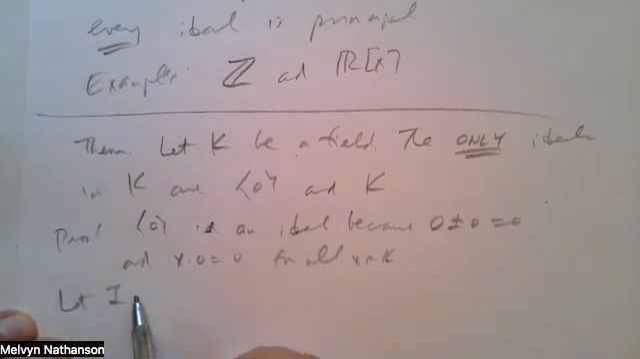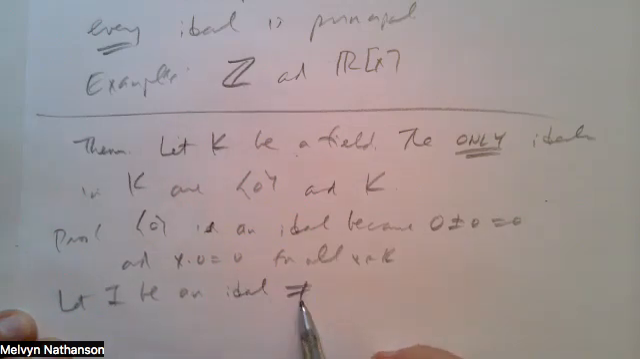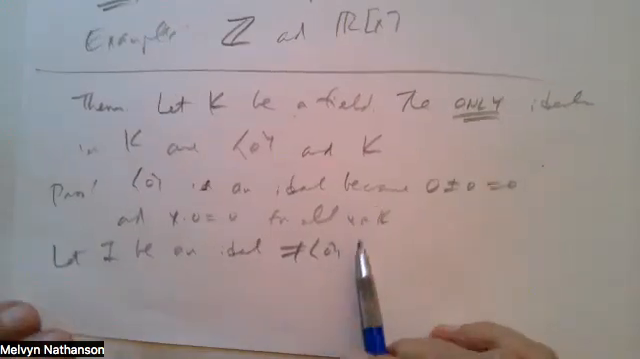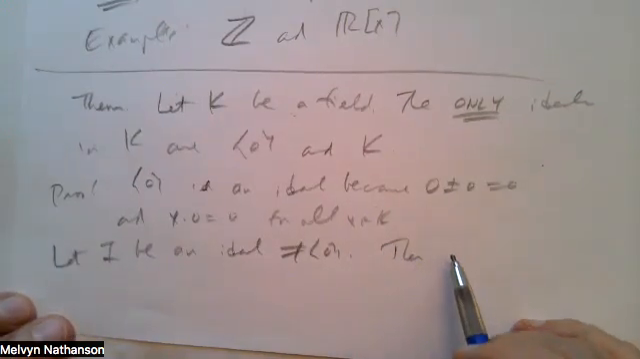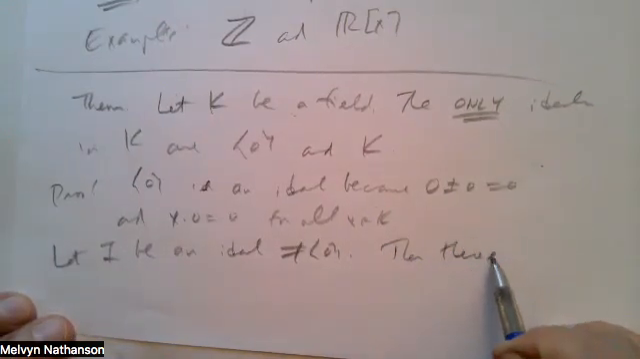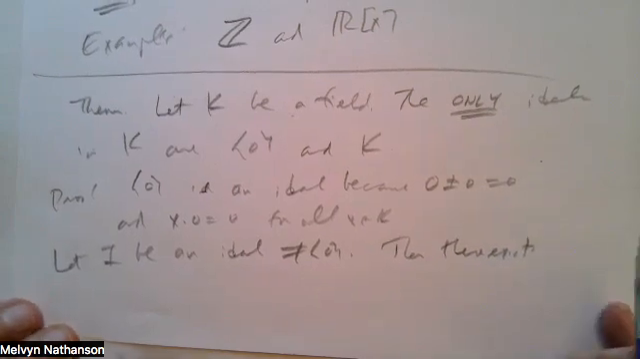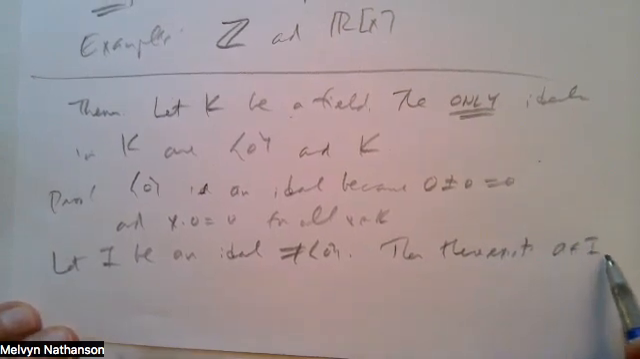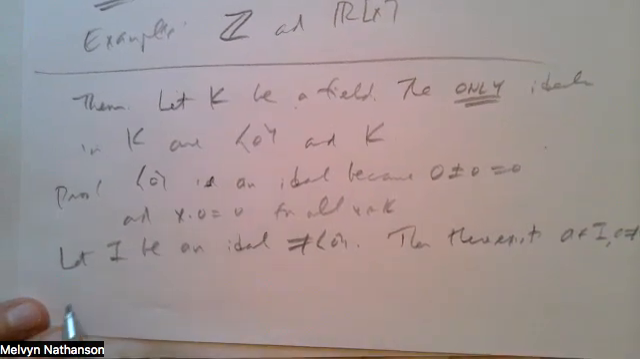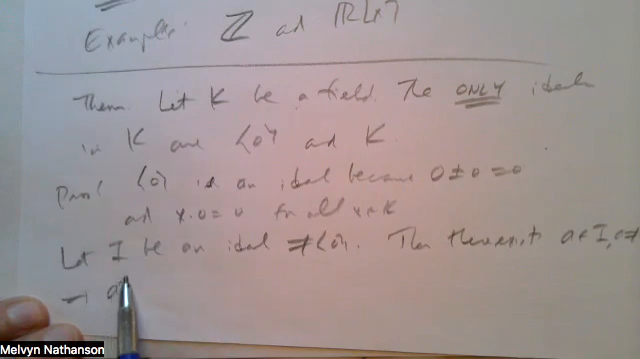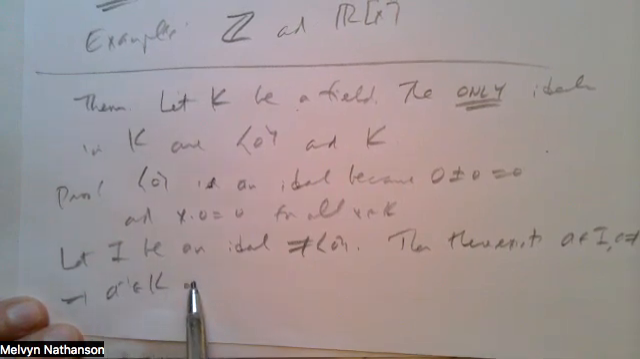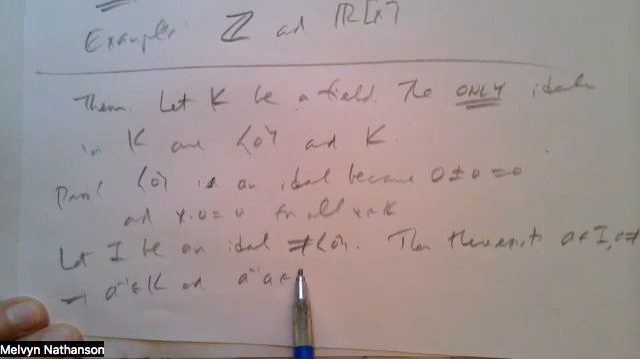Let I be an ideal which is not 0. In that case, then, if it's not 0, there's some element, A, in the ideal, A not equal to 0. But then A inverse is in the field, and so A inverse times A is in the ideal, which means 1 is in the ideal, because 1 is A inverse times A.